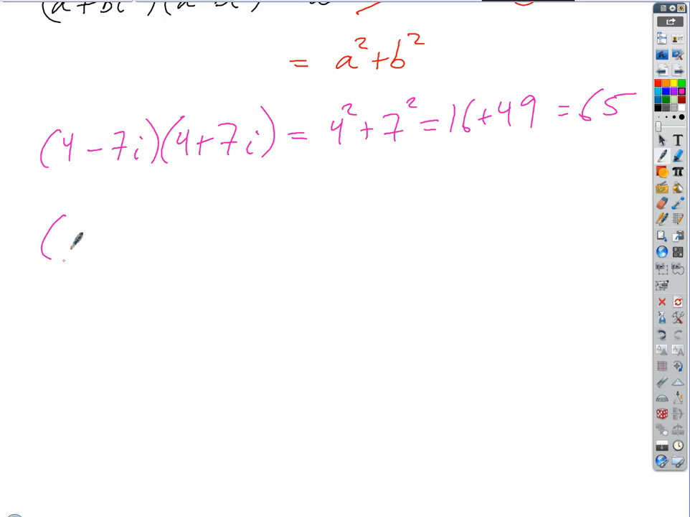I want to make a point here. So if we have negative 5 minus i, what's the conjugate of that? Negative 5 plus i. Okay, so what's my answer going to be? It's going to be what squared plus what squared? Okay, negative 5 squared, you're right. But what's negative 5 squared?